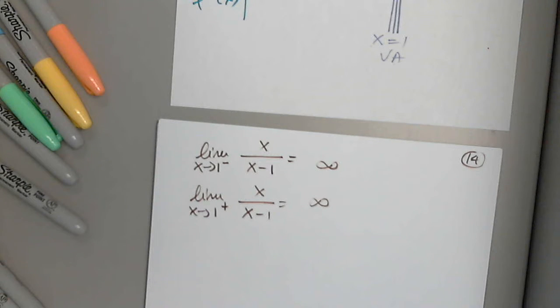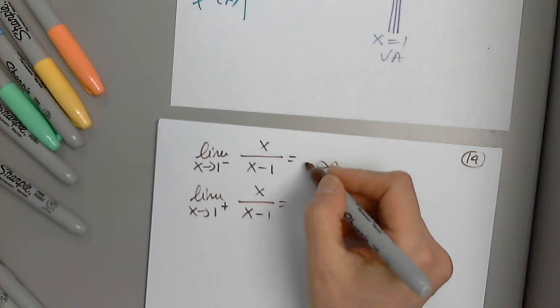So -1, because this is -1 and this is 0, and this is -1. This is 1 and 0 and 1 and 0. Obviously, infinity. So 1 from the left, 0.9. Please plug in 0.9 and give me the answer. And then plug in 1.1 and give me the answer.